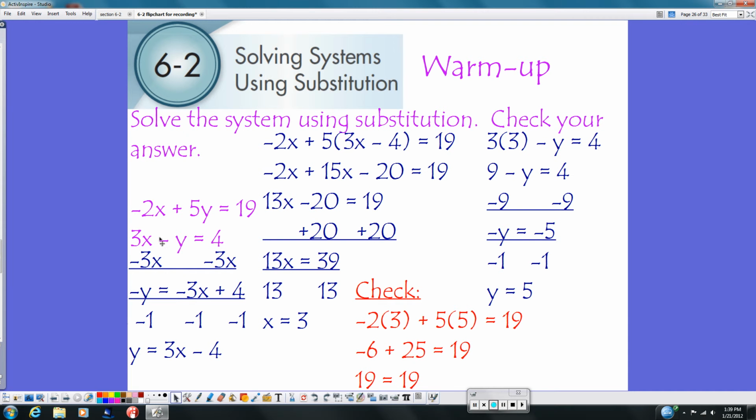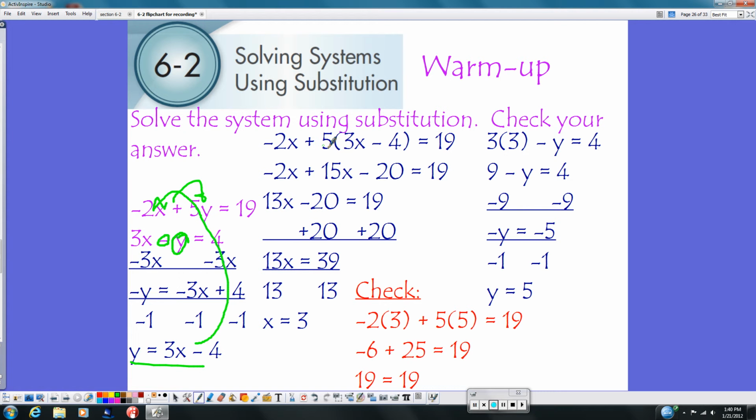Notice that in this one, the second equation had the y all by itself. It didn't have a number in front of it except for this -1. So I subtracted 3x from both sides to get negative y equals negative 3x plus 4. Divide everything by -1 to get y equals 3x minus 4. We take that and put it in for the y in our second equation.